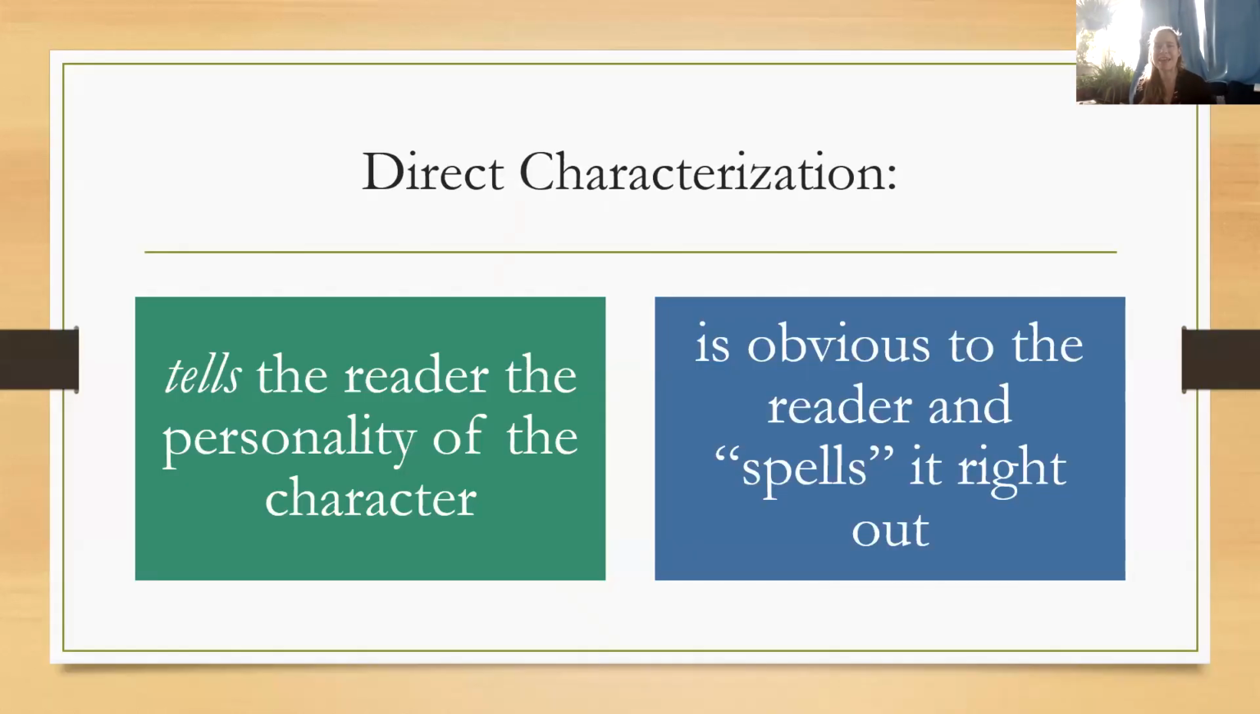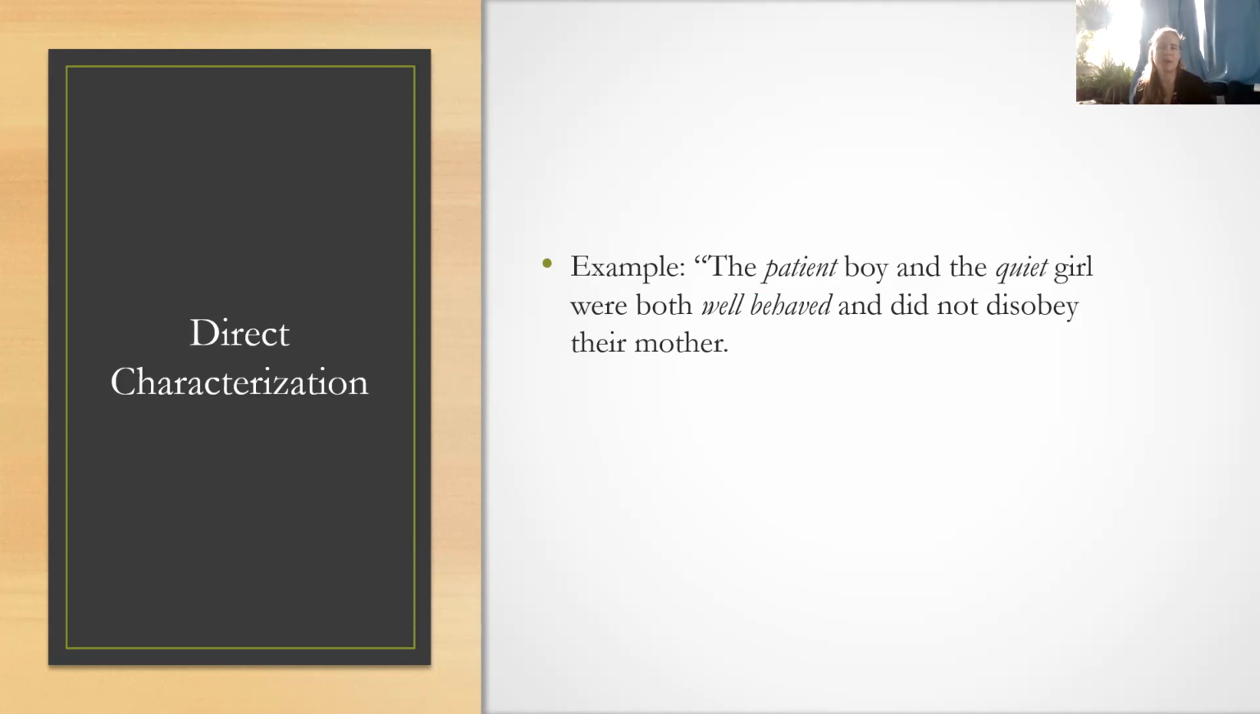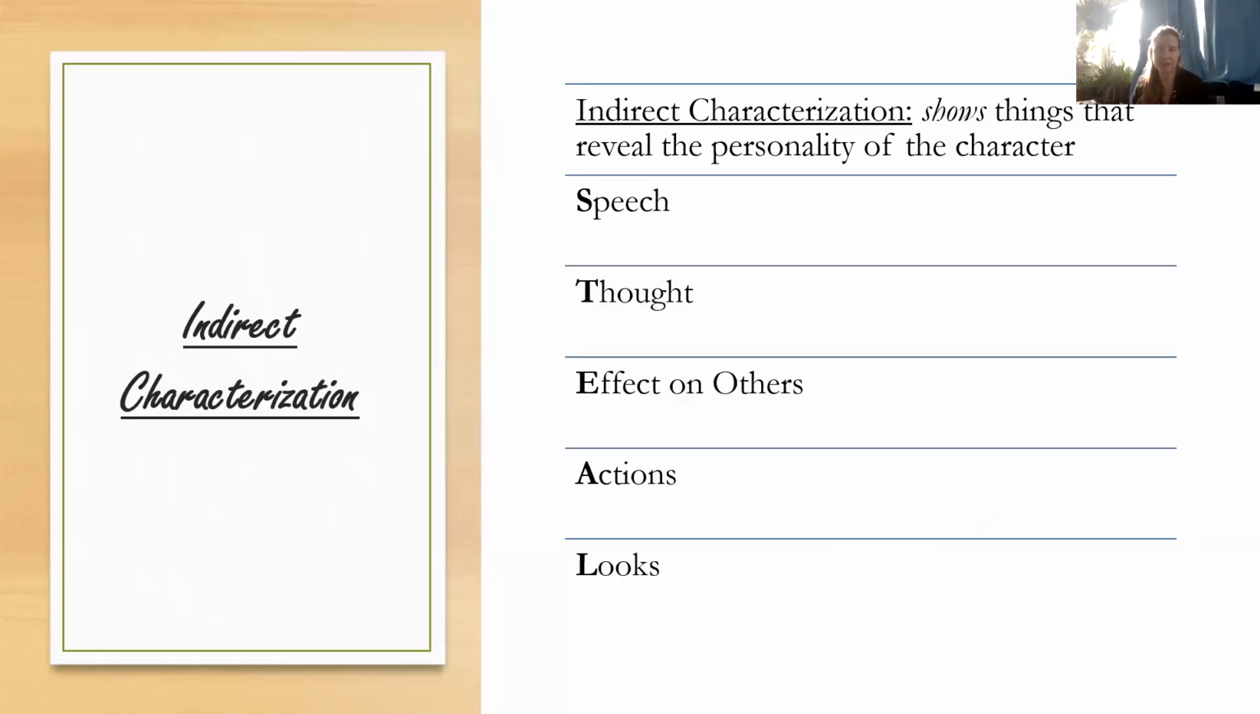So direct characterization tells the reader the personality of the character. And it's an observation to the reader, and it spells it right out. An example of this would be the patient boy, the quiet girl, well-behaved. These are direct characterizations. Your indirect characterization shows things that reveal the personality of the character. It's going to reveal things through their speech, their thoughts, the effect they have on others, their actions, their looks.